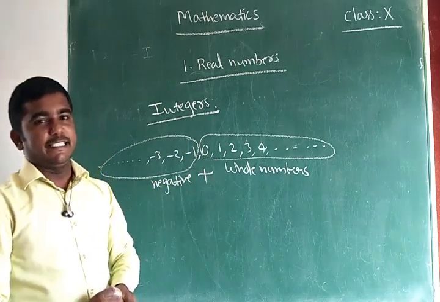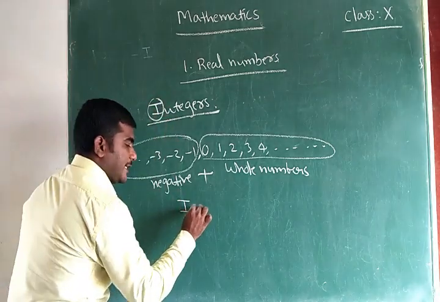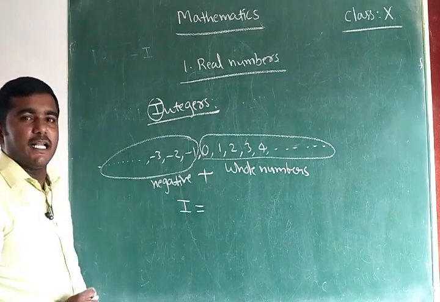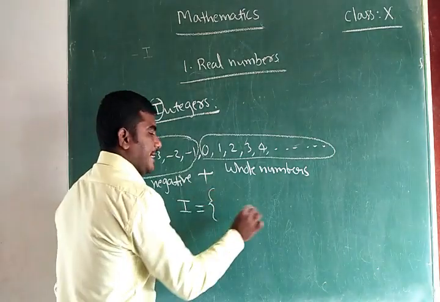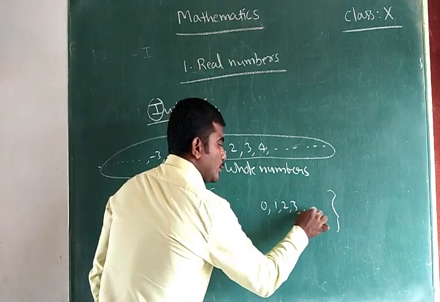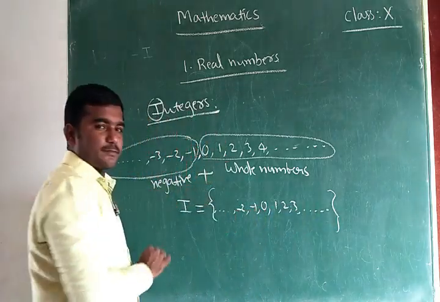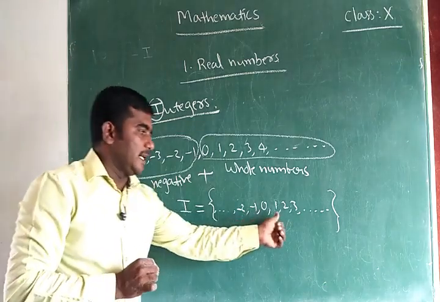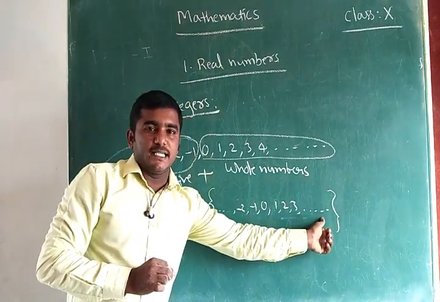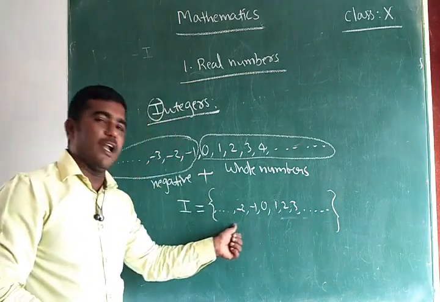These are called integers. In integers, the first letter is what? I. So integers are denoted by I. How can you write integers? See here, we start with 0, 1, 2, 3 and so on. This side, -1, -2 and so on. What is the biggest integer? It is undefined. We can't say it is infinite.